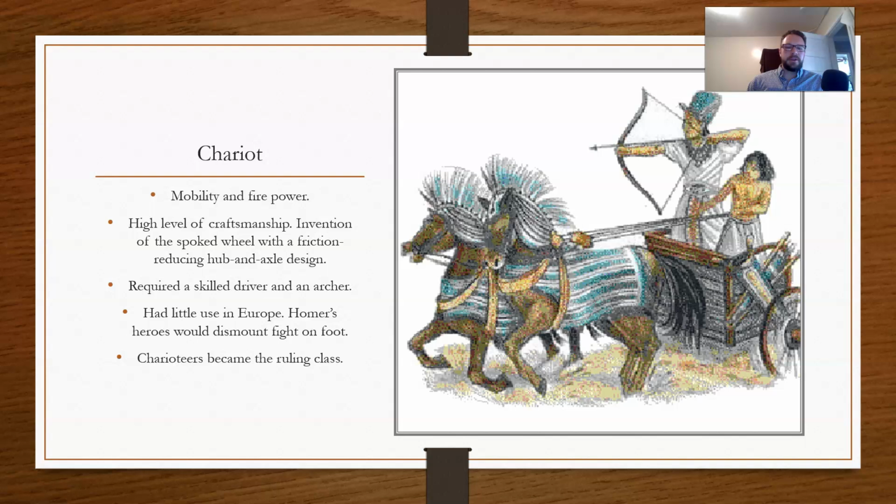And the charioteers, they became part of the ruling class because they were the ones that were able to have the funds in order to secure themselves a chariot, the horses, maintaining it. And we will see this in Europe in the feudal ages, where the knights are going to be the ones accumulating power because they're able to fight and defend themselves, and peasants look to them to defend them.